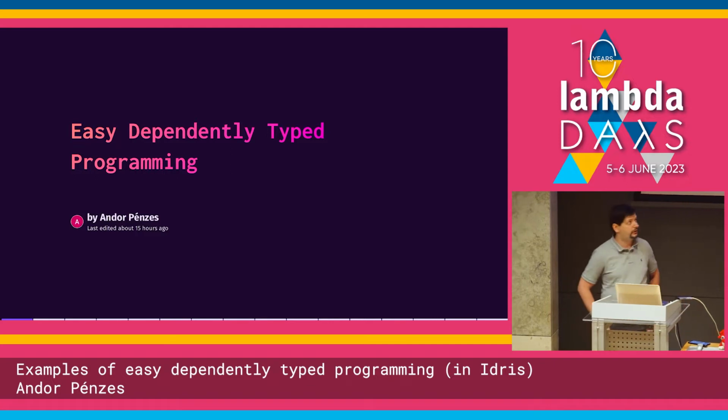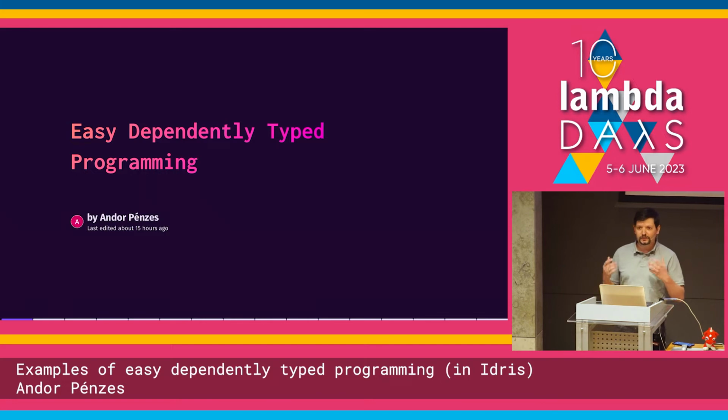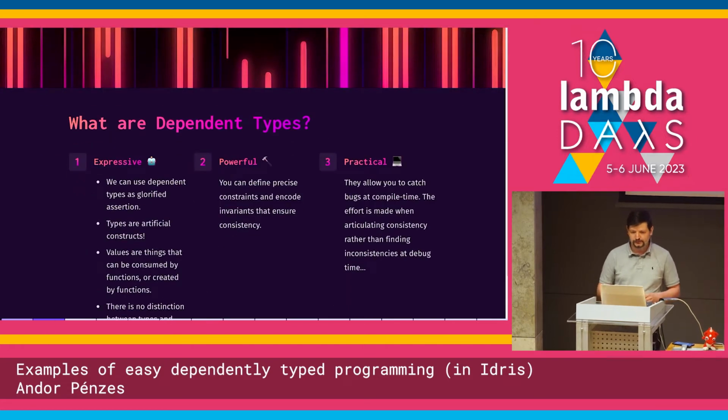So after the array language, let's talk about dependent types and how we can do easy dependent type programming, because in the community, dependent types are kind of considered as something hard to do. But I say it's kind of otherwise. So what are dependent types? We can say they are expressive, they are powerful, and they are practical.